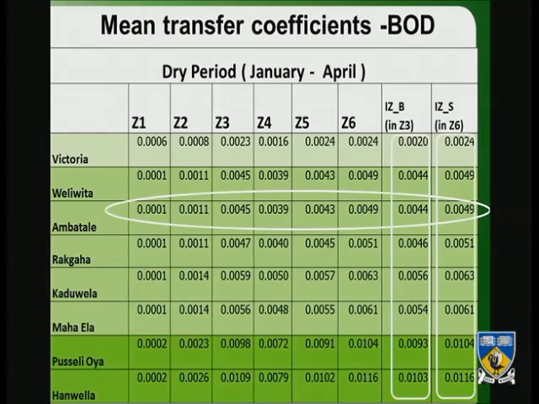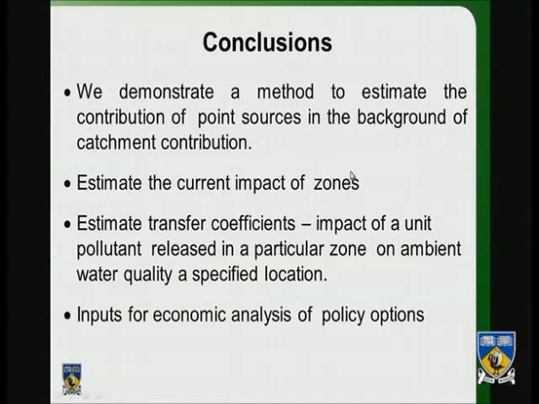Here we assume they are complying with standards. Still their impact is high. So if they increase their BOD concentration by 10 milligrams, the impact on river water quality is huge compared to the individual industries. So these were the conclusions that we made out of this. We demonstrated a method to estimate the impact of point source pollution in the background of catchment pollution, and we estimate the current impact of zones, as well as we estimate transfer coefficients.